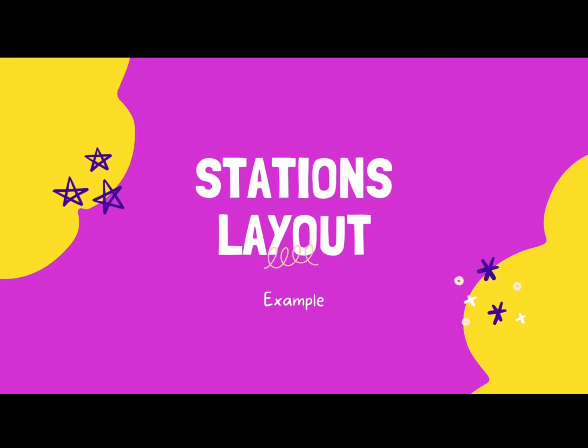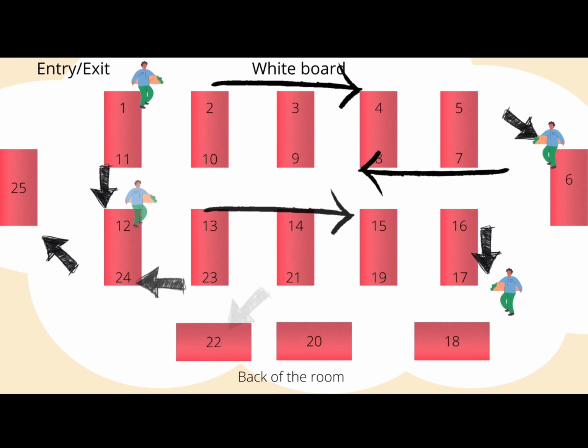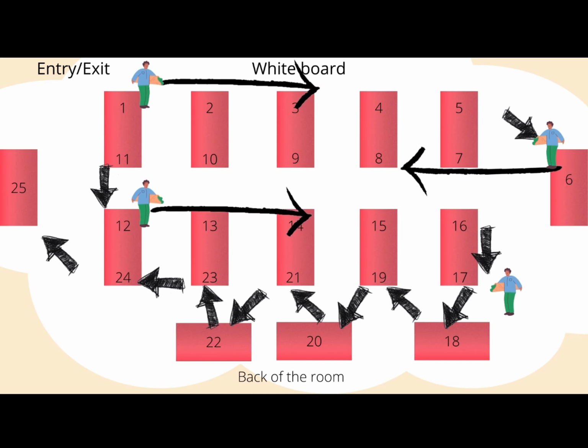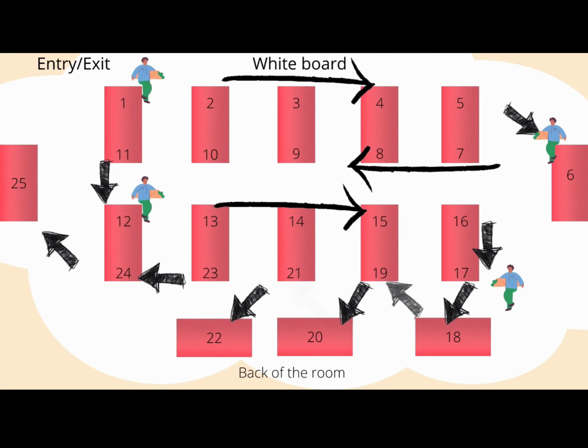Stations layout. Example. Here is an example of a lab. Notice that there are 15 tables, and on each table there are 2 stations. Starting at the entry or exit, that will be, for example, station number 1, and you will continue moving all the way down to station number 5, then 6, all the way down to station number 11, and basically you will have to follow the arrows all the way until you have completed the entire test or moved through all of the stations. Now, this is an example, not necessarily your lab might look like this.